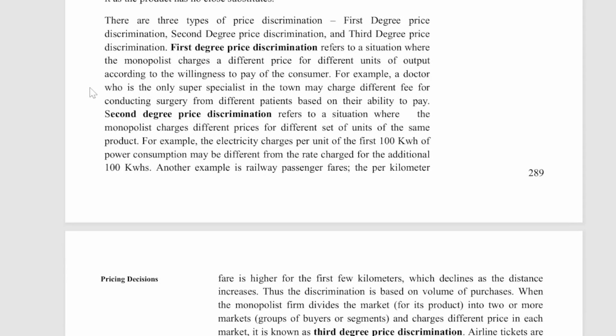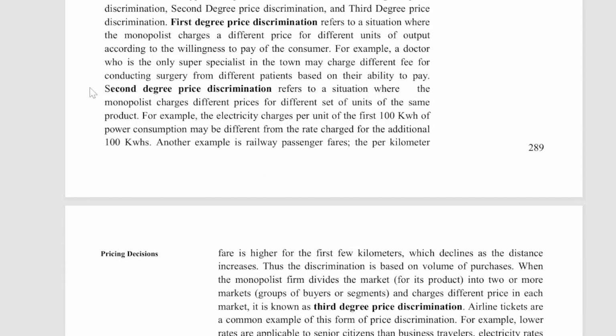And there are three types of price discrimination: first degree price discrimination, second degree price discrimination, and third degree price discrimination. The first degree price discrimination refers to a situation where the monopolist charges a different price for different units of output according to the willingness to pay of the consumer. An example: a doctor who is the only super specialist in the town may charge different fees for conducting surgery from different patients based on their ability to pay.